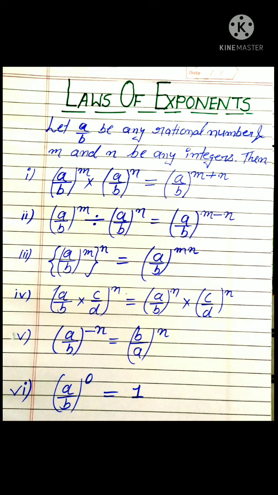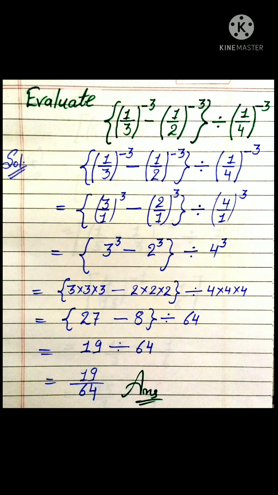Now today we will do some miscellaneous questions based on these laws. So the first one is, within a bracket, 1 upon 3 to the whole power minus 3 minus 1 upon 2 to the whole power minus 3, divided by 1 upon 4 to the whole power minus 3. What we will do first is solve the small bracket according to the BODMAS rule.